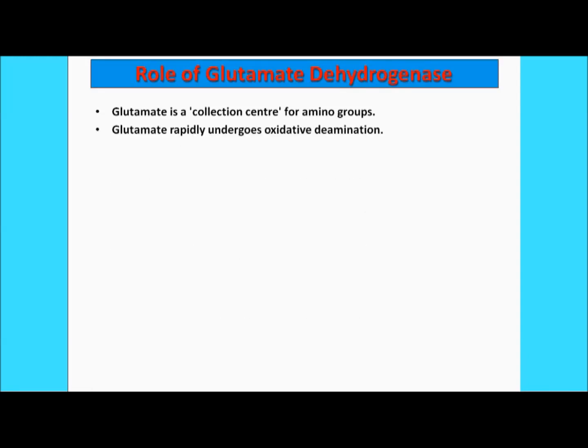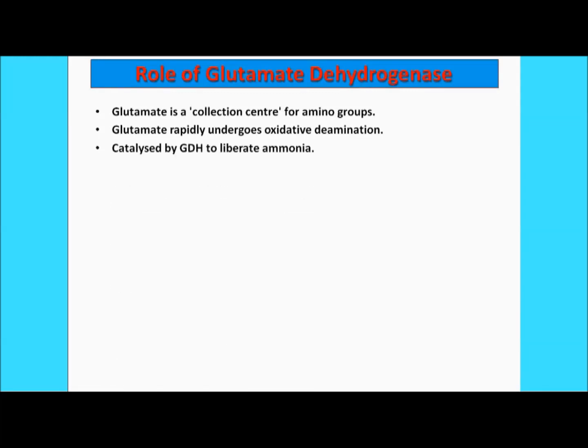Now what is the role of glutamate dehydrogenase? We are speaking about glutamate dehydrogenase as it is taking a vital role in the process of deamination. So first of all, you should know that glutamate is recognized as a collection center for amino groups. It is a collection center, meaning it will collect all the amino groups from the amino acids, right? Now this glutamate rapidly undergoes oxidative deamination. That is its fast property. The process of deamination is quite fast with glutamate dehydrogenase.